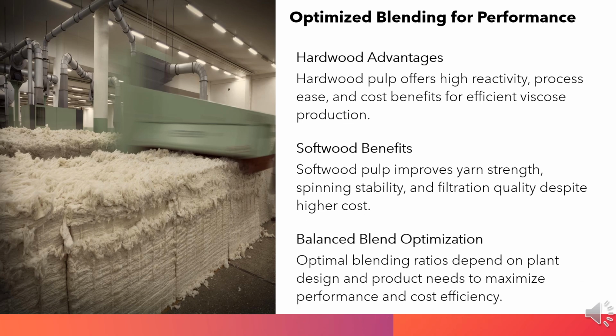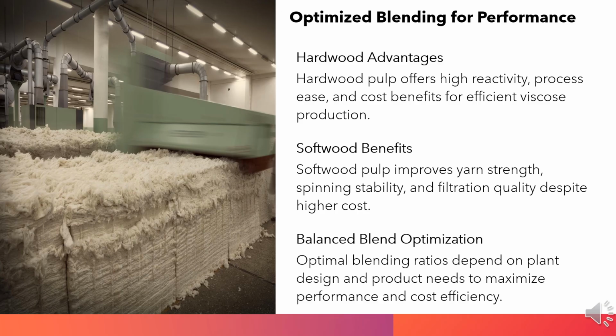Modern viscose manufacturing relies on combining hardwood and softwood pulps to exploit their respective strengths. Hardwood provides process ease, high reactivity, and cost advantages, ensuring efficient chemical conversion and stable viscose formation. Softwood, although costlier, is blended to impart higher yarn strength, improved spinning stability, and cleaner filtration behavior.